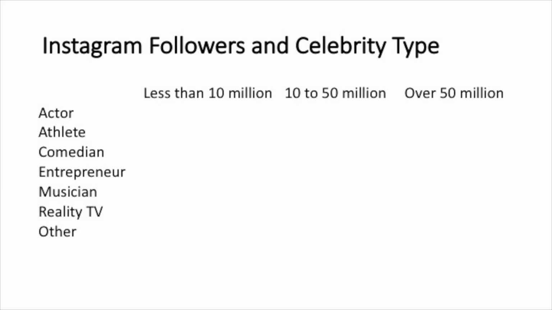So before we jump into Excel, I think it's really important to make a shell of actually what we're going to try to accomplish in Excel. So here's the start of a cross-tabulation table. Down the first column, you see the celebrity type. So you see actor, athlete, comedian, etc. And across that top row, you see the number of Instagram followers. You see less than 10 million, 10 to 50 million, and over 50 million followers. And I chose to use 3 classes here. We could have used 4 or 5, but I just thought 3 would look good on this cross-tabulation table.